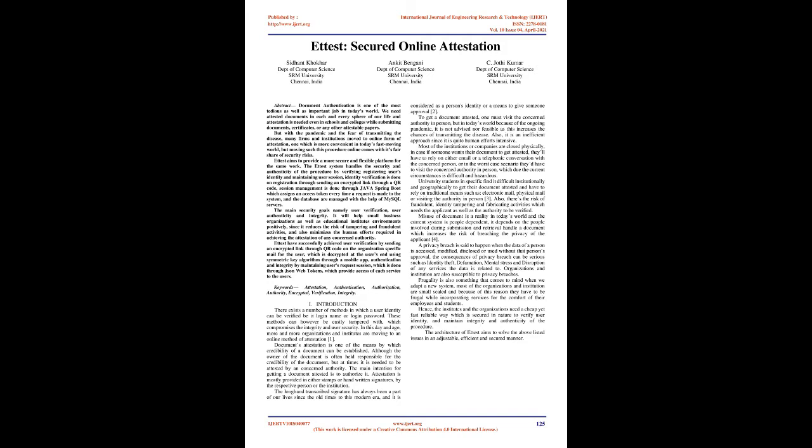Although the owner of the document is often held responsible for its credibility, at times it needs to be attested by a concerned authority. The main intention of getting a document attested is to authorize it. Attestation is mostly provided in the form of stamps or handwritten signatures, by the respective person or institution. The longhand signature has always been a part of our lives since the old times to this modern era, and it is considered a person's identity or a means to give someone approval.